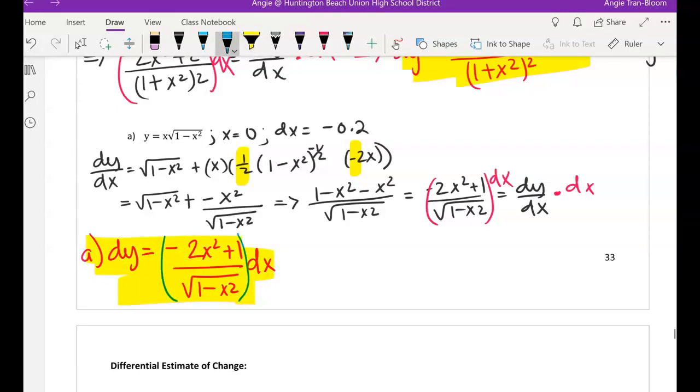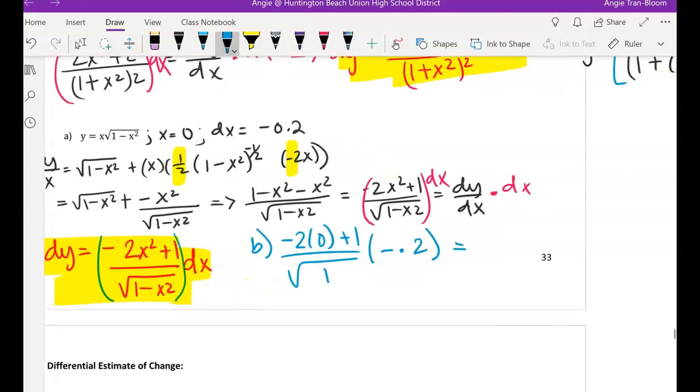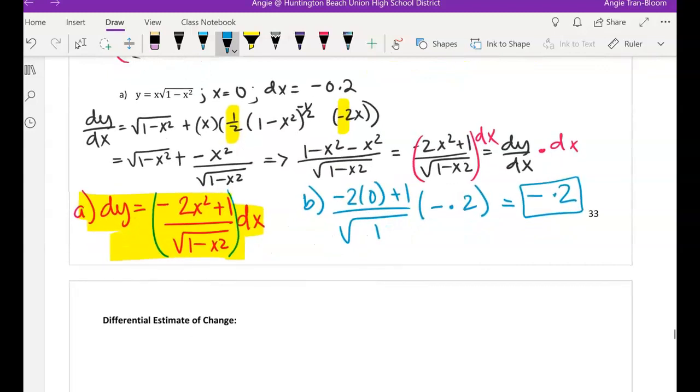We have one answer. Now we just have to plug in our values and find out what dy actually is when x is 0. So B, when x is 0, negative 2 times 0 plus 1 all over 1 minus 0 is 1, times negative 0.2. That will come out to be a negative 0.2 because 1 divided by 1. So right now, the change in x is a negative 0.2, at 0, the change in y is the same thing as the change in x.